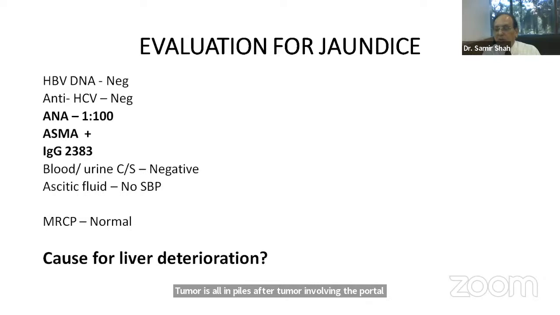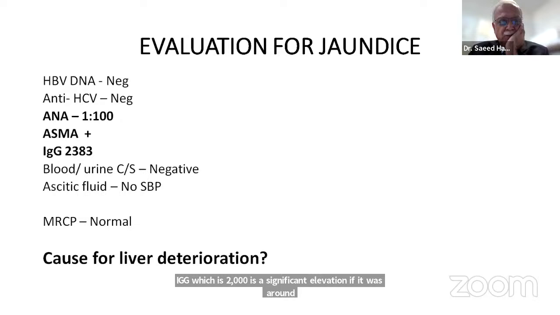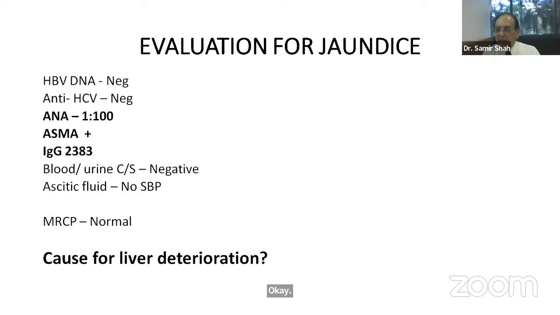If it was around 1500, I would have said that, okay, it's borderline. Most of the times in cirrhotics, we would see that. But 2383 and ASMA positive did show.